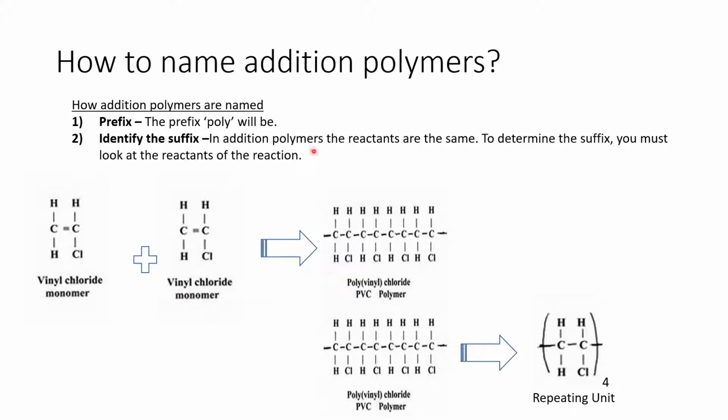The monomer is enclosed in brackets, as you can see here. And when it comes to naming addition polymers, it's fairly simple. You first of all attach the prefix poly, and then the suffix is essentially the monomer, when the reactants are the same. If they're not, then it's just the product of that. In this example, I showed you vinyl chloride reacting with vinyl chloride producing polyvinyl chloride, or PVC. This is basically the polymer here, and this is the repeating unit. As you can see here, the monomer is enclosed in brackets, and the N is 4, and this is identified by there being 4 units here.